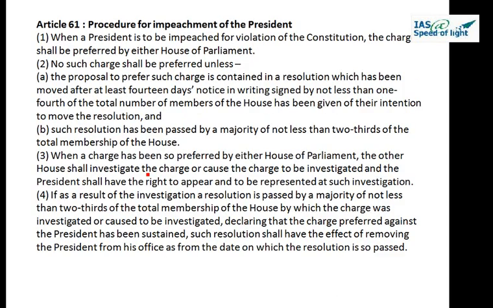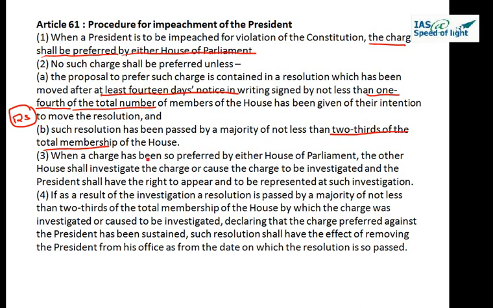Now let us read Article 61. First, it says the charges shall be preferred by either house of the Parliament, which we have already seen. It can be initiated either by the Lok Sabha or by the Rajya Sabha. The second thing it says is that at least 14 days' notice should be given, and it should be signed by at least 1/4 of the total members of the house. Such a resolution will be passed by 2/3 of the total membership of the house. In our case it was the Rajya Sabha that was initiating the resolution.